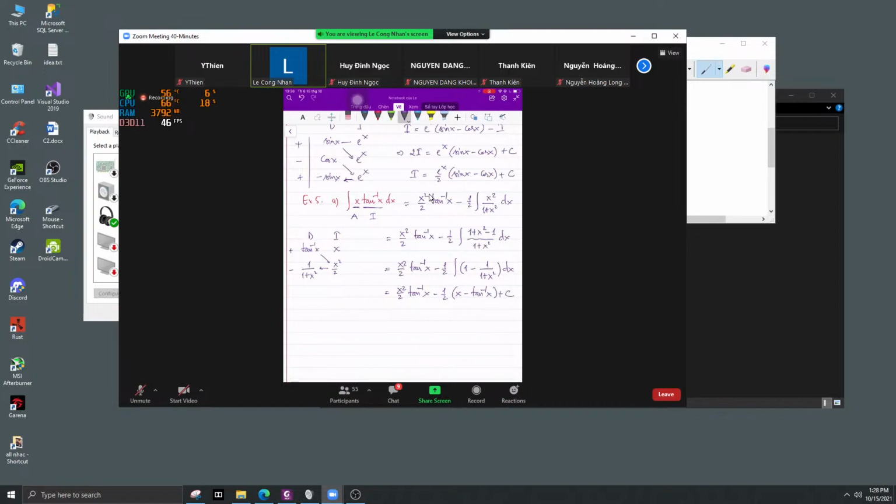Here we use the formula: the integral of 1 over 1 plus x squared dx is the inverse function of x plus constant c. So we use this formula. Okay, does it make sense?